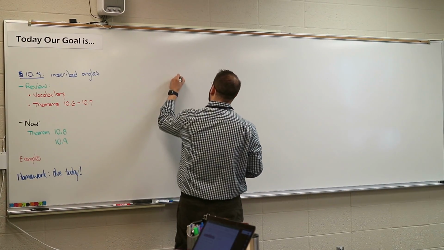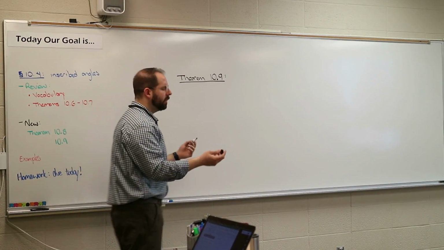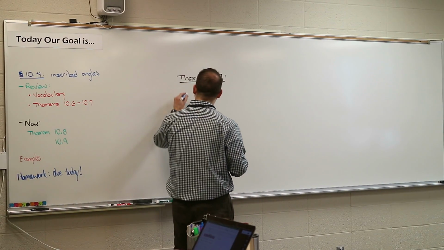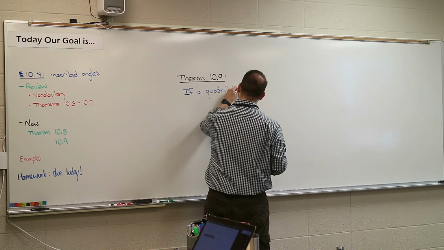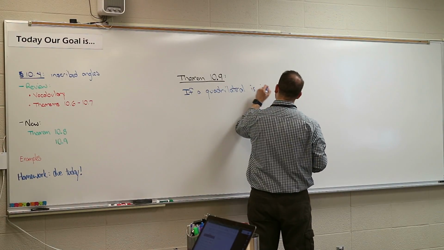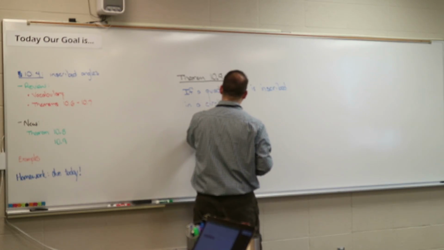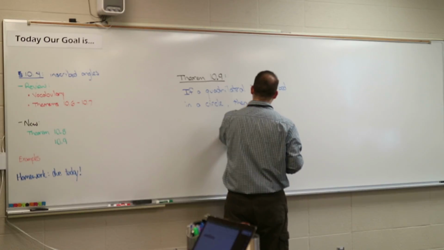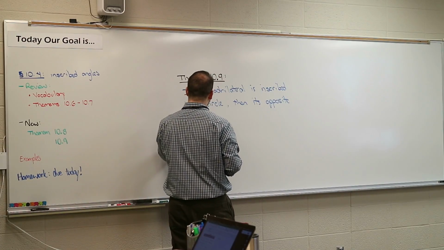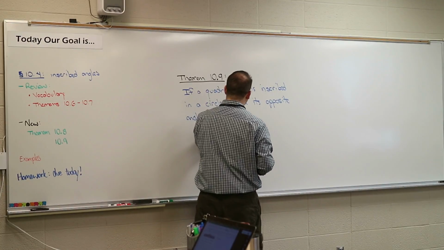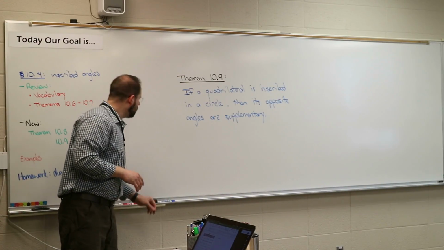All right, last one here, Theorem 10.9. And again, in my other geometry textbooks, this is also a corollary, so it doesn't have a name. If a quadrilateral is inscribed in a circle, then its opposite angles are supplementary. So I'll let you write that down.